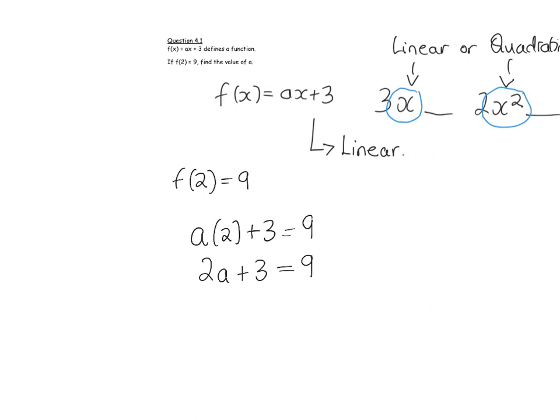So if you're looking for one coefficient, you just solve the equation. If you're looking for two coefficients, you solve the simultaneous equation. So here we're only looking for one coefficient. We have the a. So we just solve the equation.